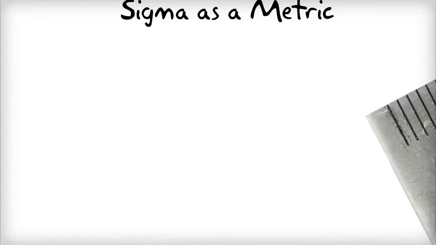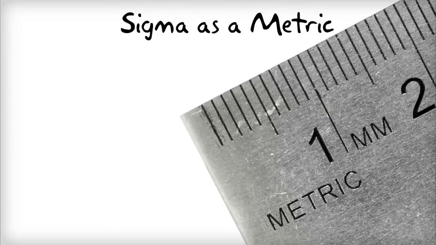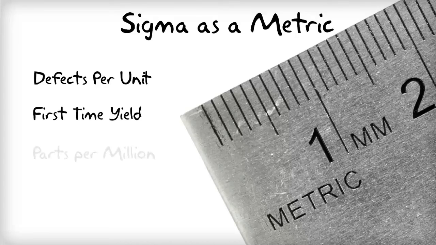Now that we know sigma can be a level, it can now be used as a metric. Since we can calculate the mean and standard deviation in most processes, we can calculate the sigma level also. This means that we can have a sigma metric for any given process. Here's a few examples where a sigma level is used as a metric.